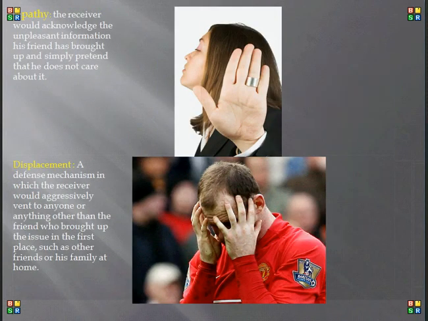In apathy, the receiver would acknowledge the unpleasant information his friend has brought up and simply pretend that he does not care about it. And lastly, while using the displacement defense mechanism, the receiver would aggressively vent to anyone or anything other than the friend who brought up the issue in the first place, such as other friends or his family.